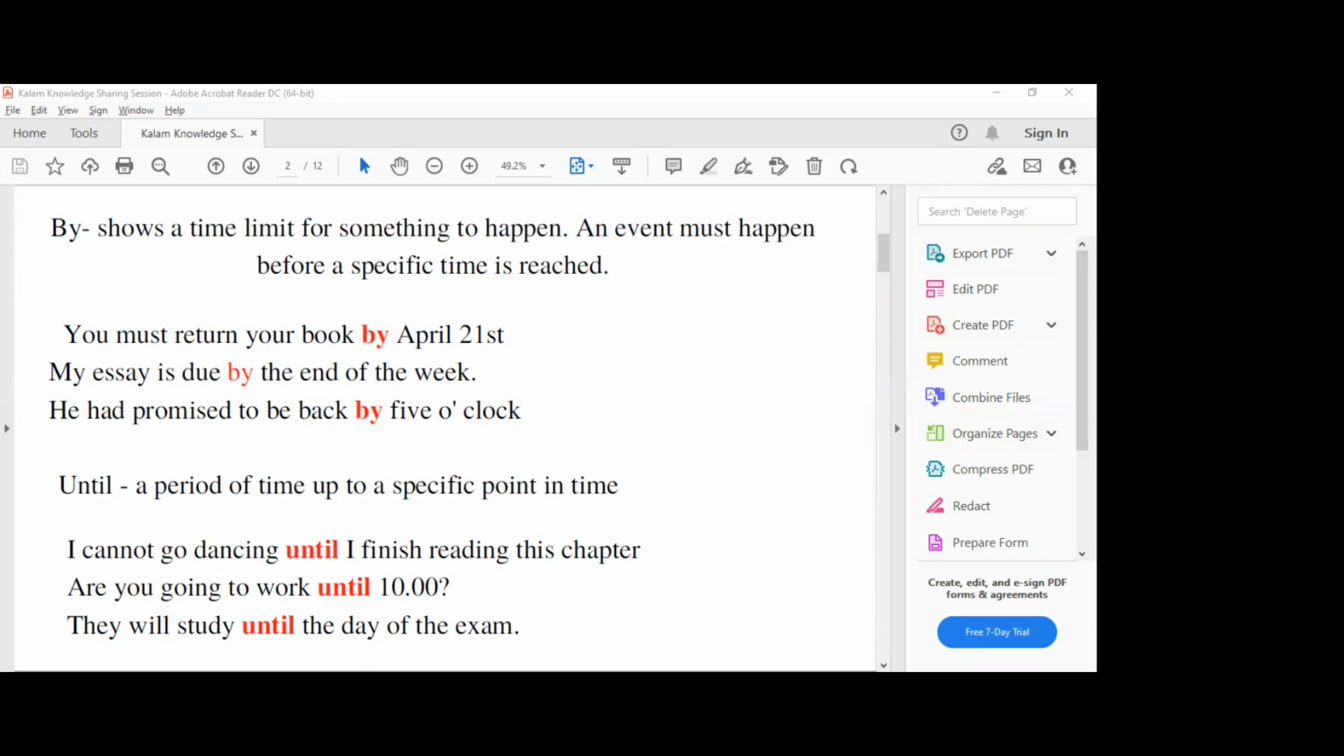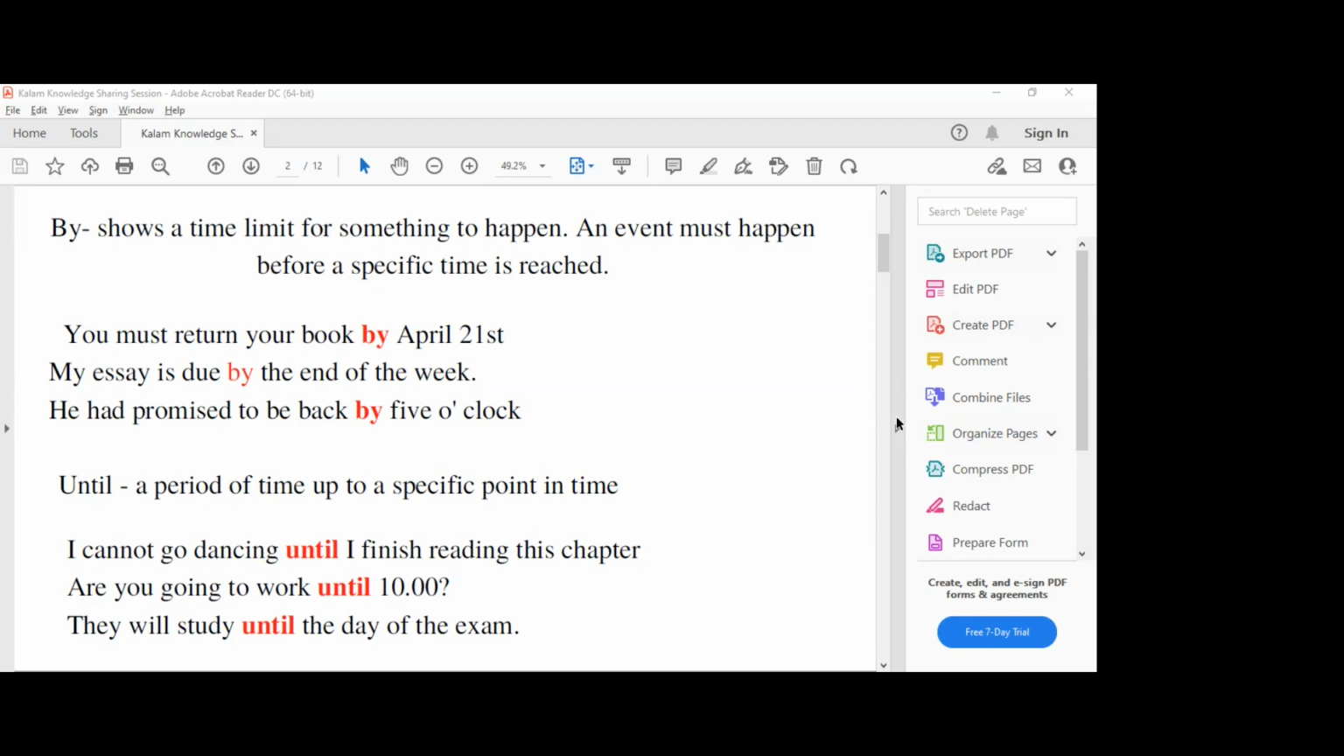Next one is: my essay is due by the end of the week. Here also they are specifically mentioning the time. The week is the time. So in that case also we have to use "by". Next one is: he had promised to be back by 5 o'clock. Here they are mentioning a specific timing, 5 o'clock. So here we have to use "by".